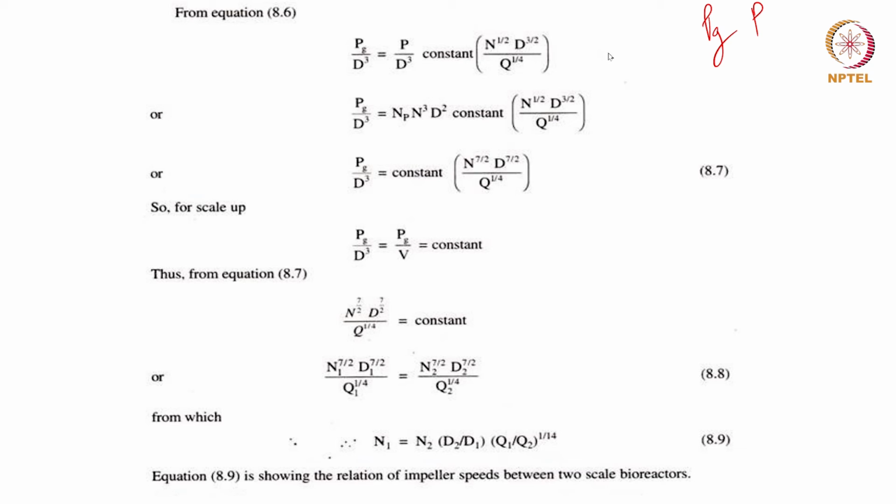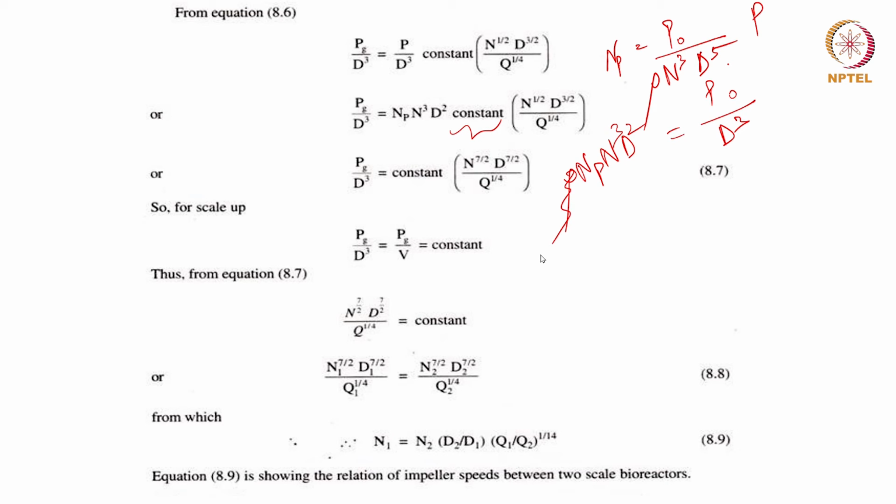So your power number was what? The power number is P0, the ungassed power requirement, by n cube d to the power of 5 into rho. Now again, this is a constant. So then your P naught by d cube from here can be replaced as NP multiplied by n cube times d square. So rho will get into the constant because it is a constant, and then this equation can be rewritten in the second line form, where we have replaced P naught by d cube as NP, which is your power number, d square, and rest of the factor is the same.